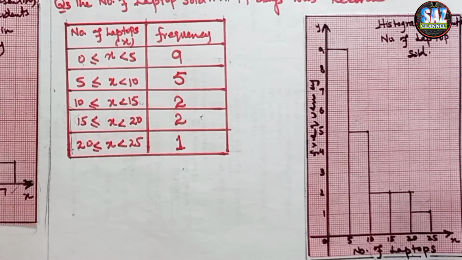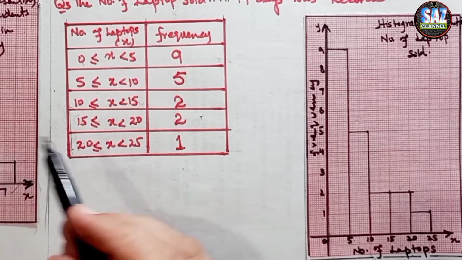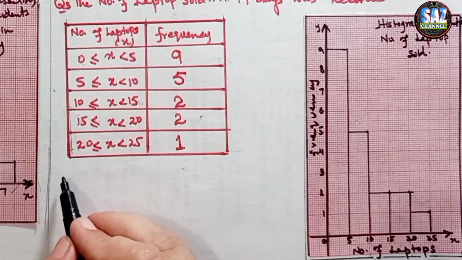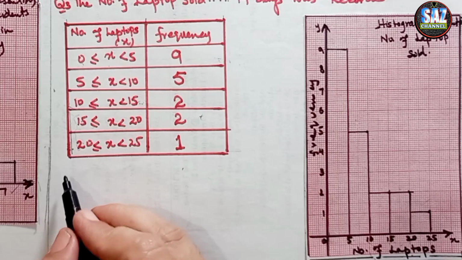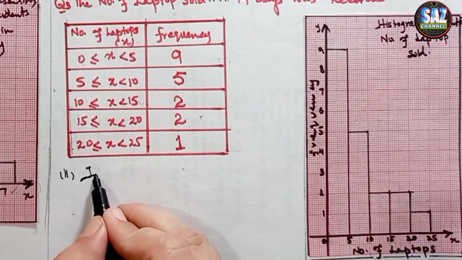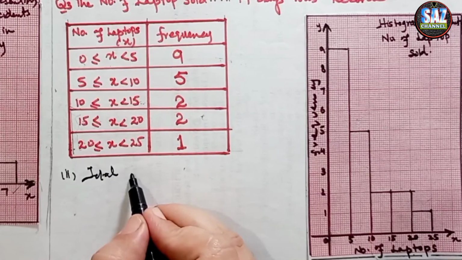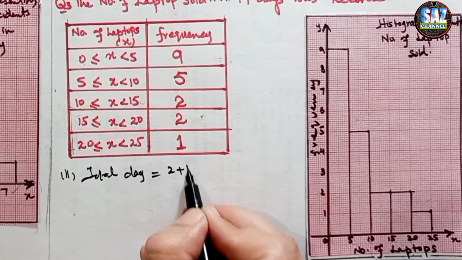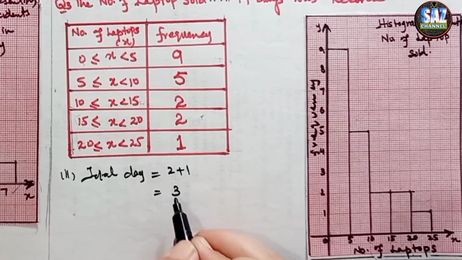So the answer for this part, how many days were there: total days are 2 plus 1, which is equal to 3.